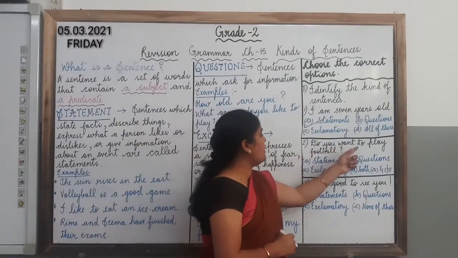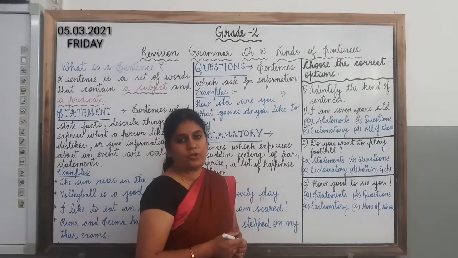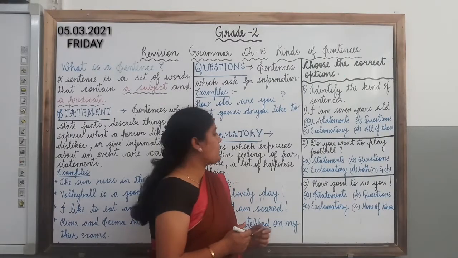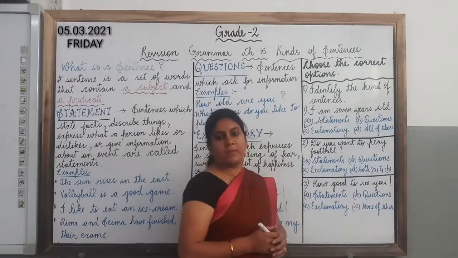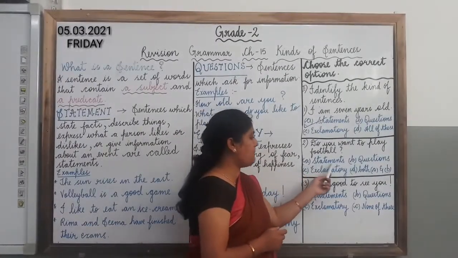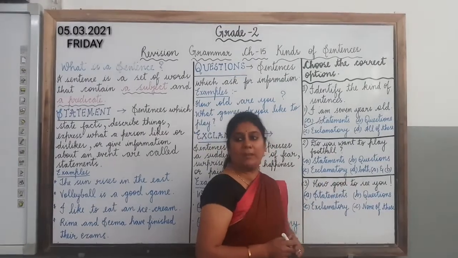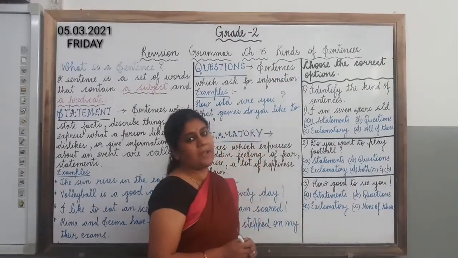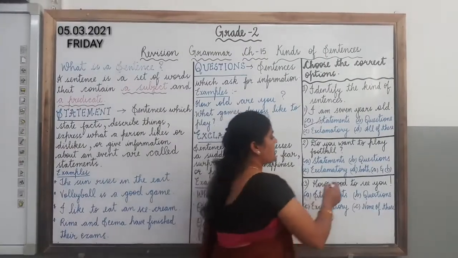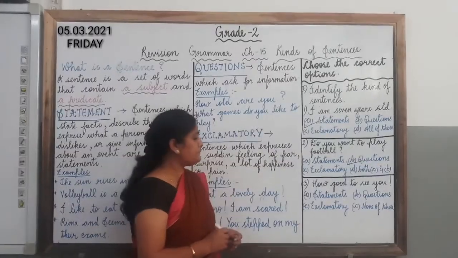Second is, do you want to play football? Now here something is asked. Do you want to play football? And at the end you can see question mark is also there. So which is the correct option? Option A statements, option B questions, option C exclamatory, option D both A and B. Which is the correct option? Yes, option number B is the correct answer, that is questions.